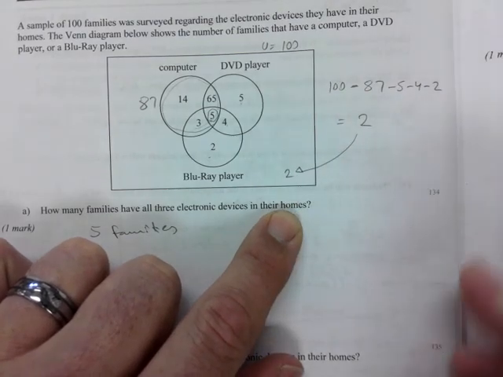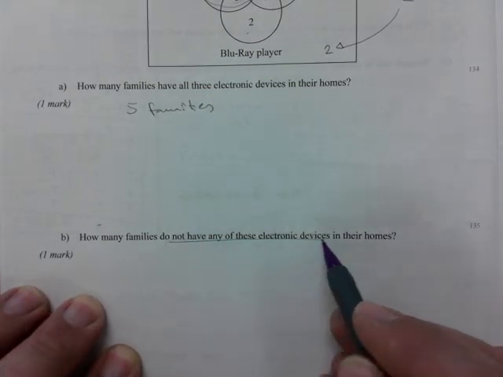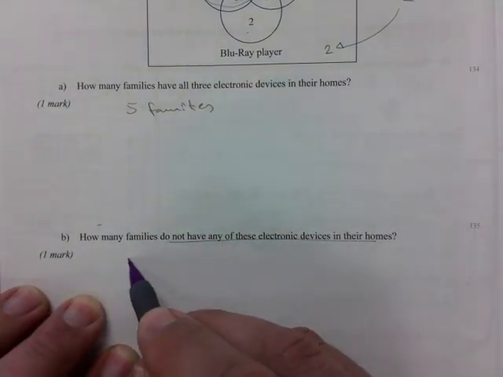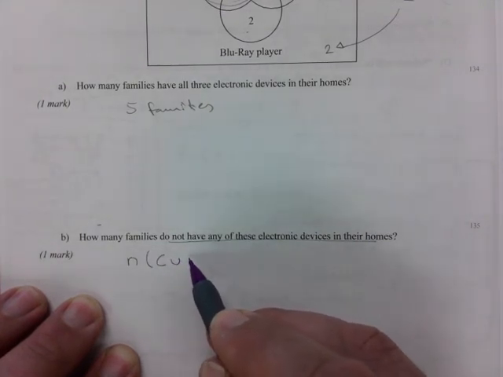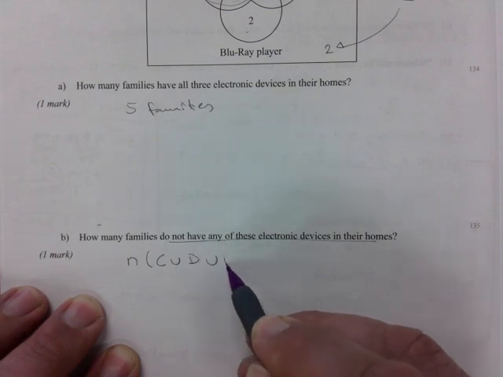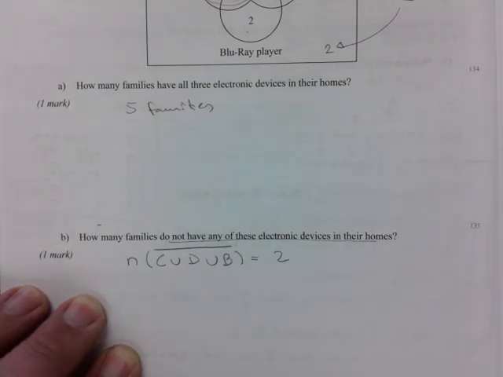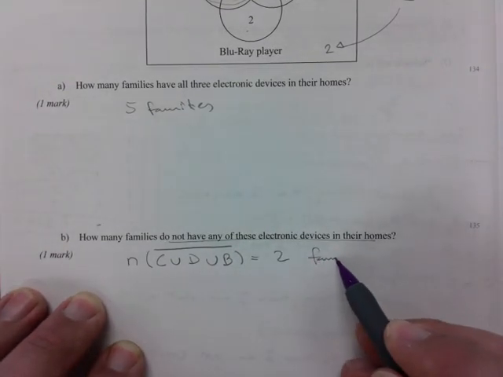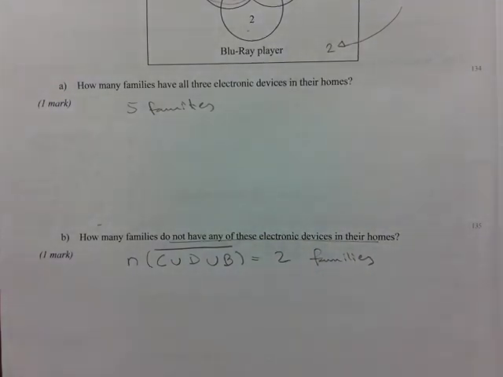Okay, you get 2 here. And that's what that question is really asking for. How many do not have any of the electronic devices? They're asking for this. Computer and DVD player and Blu-ray player not. So that would be 2 families. In other words, they didn't ask for it, but I just review everything just in case.